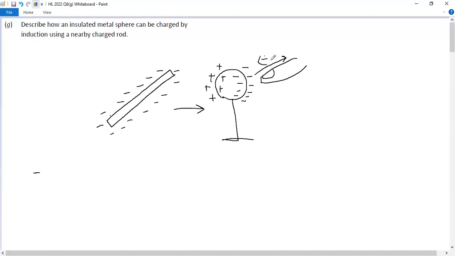So all my negatives go out. I'll show you how much you actually need to draw. You didn't draw this, I'm just doing it to show you. Then I take my finger away and my negative charges are all gone. I'll end up with a positively charged sphere, and I can take my rod away too and I'll have a positively charged sphere.